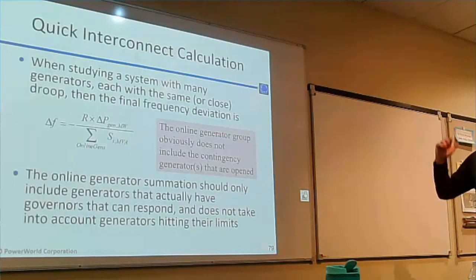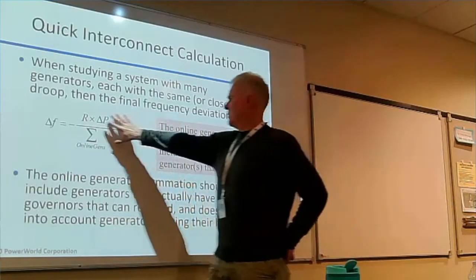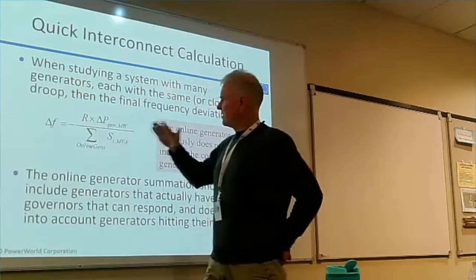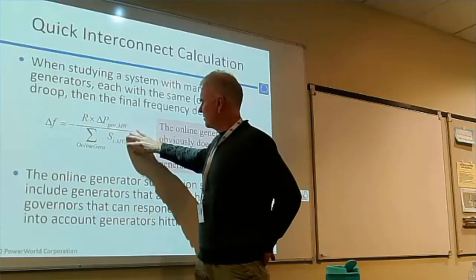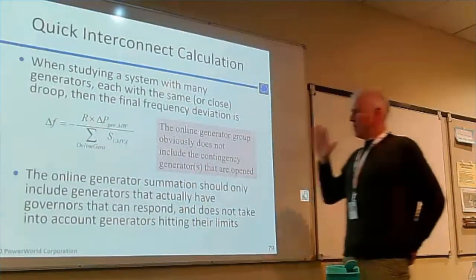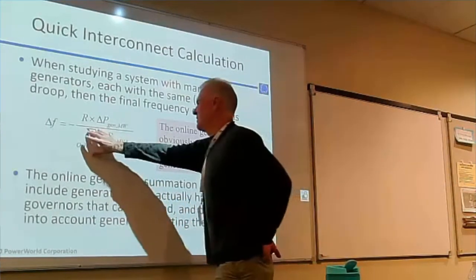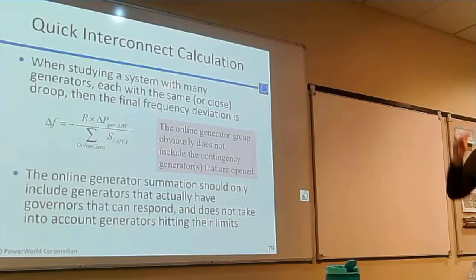If you want to do a quick calculation on a whole interconnect, if all the generators have the same R value, then you can use this simple calculation, which basically says the change in the frequency that you get in steady state is the R value times the amount of generation loss divided by the sum of the ratings for all the online generators that are participating in control. And the caveat that they're participating in control is important because if the generator is already at its maximum output, then it can't participate in the control. It's got nothing else to give.